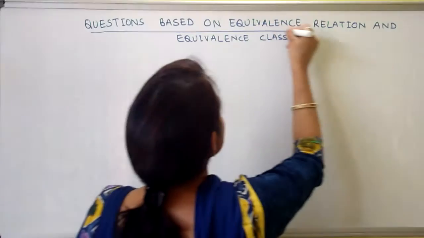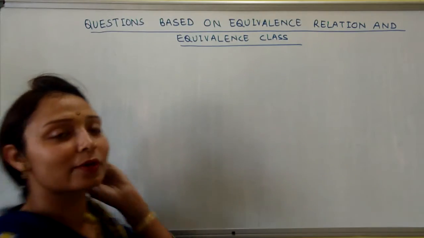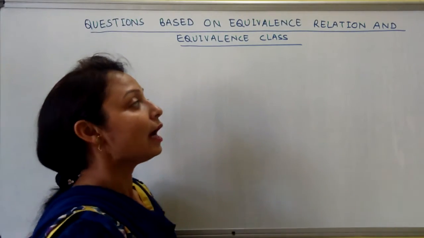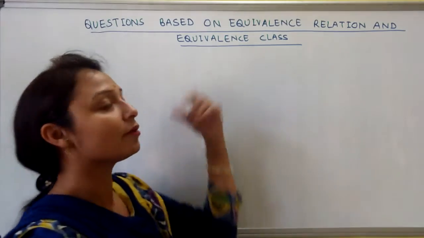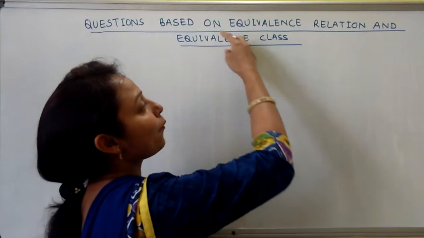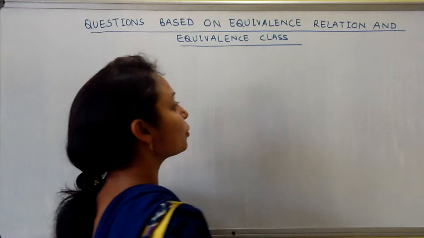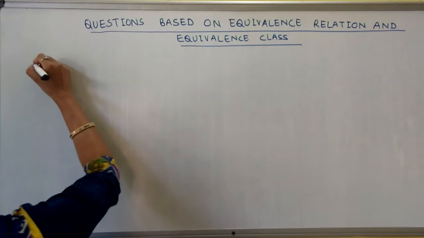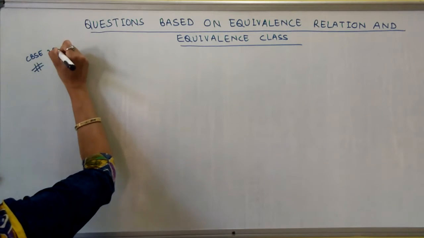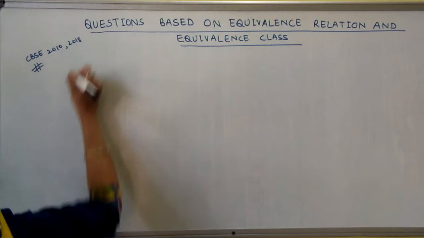So I will start the board questions of equivalence set, equivalence relation and equivalence class. I will write only those questions which come in the CBSE exam, and I will explain them. The definitions I have explained earlier in my previous lecture. Today I will do questions on how to solve equivalence relation. So my first question comes in the CBSE exam in 2010 and 2018. Two times it came in the board exam.